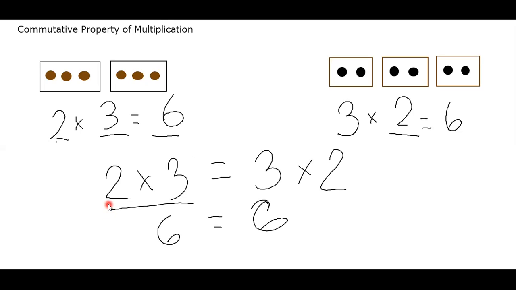Instead of saying 2 groups of 3 or 2 times 3, we're saying 3 groups of 2 or 3 times 2 equals 6. The number of groups and the number in each group just switched order. But in the end, the factors are still the same, so your product is going to be the same. Right? Let's do one more example. Then I'm going to have you try a few on your own.